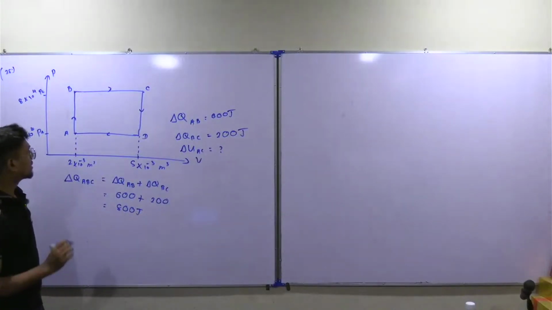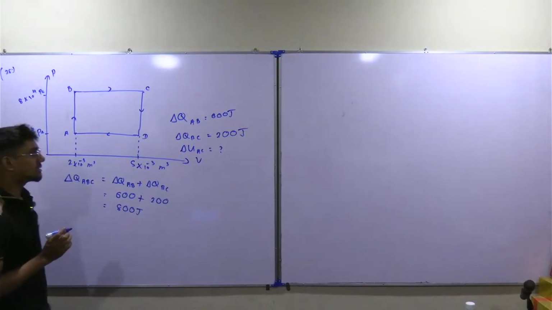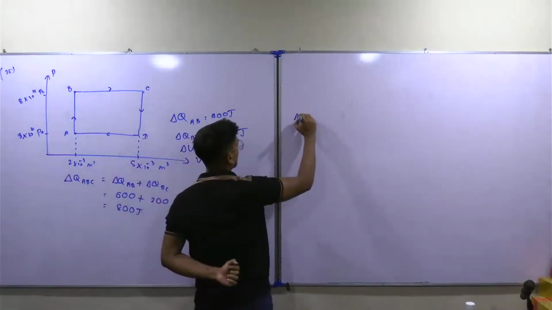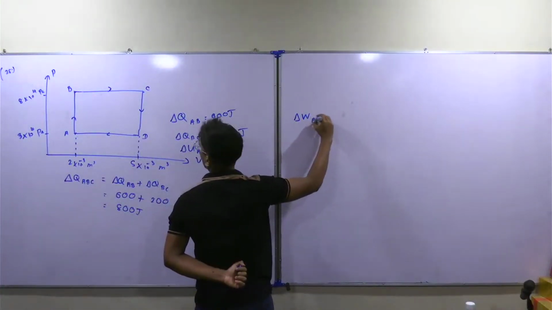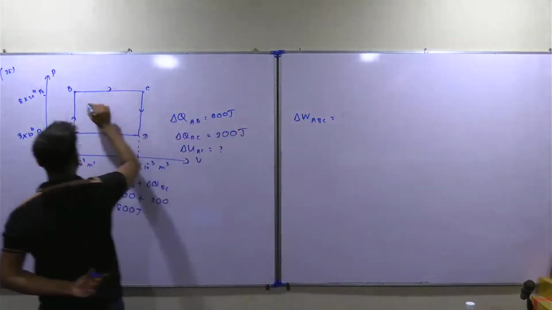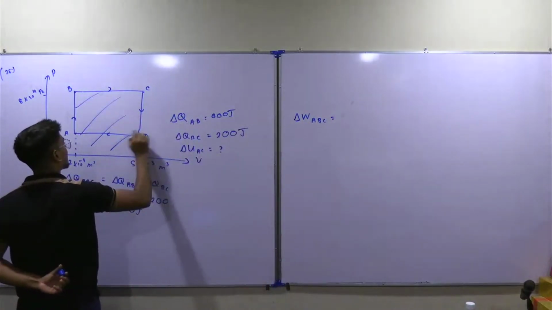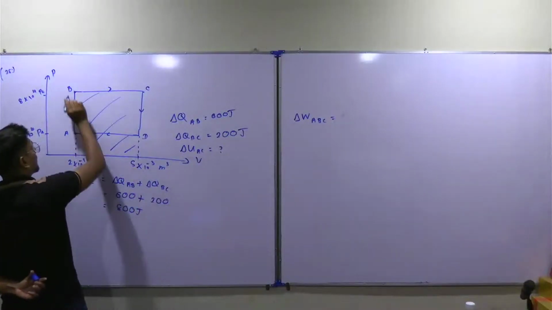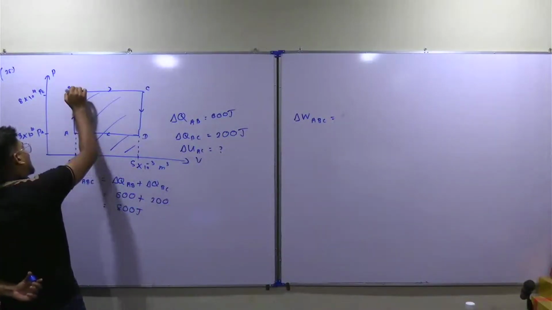Then along the same path, you can find the work done. Work done along the path A, B, C is this total area, right? Work done from A to B is 0.